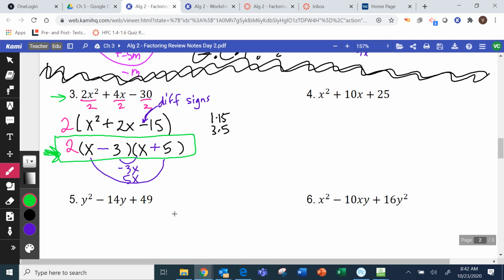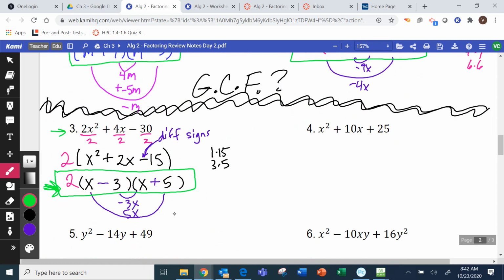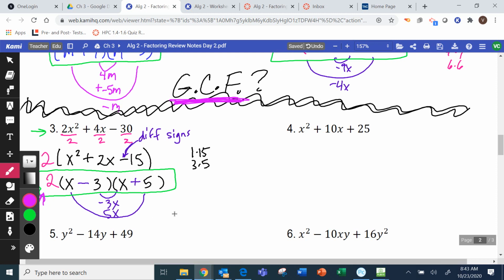Unpause the video. So I just wanted to say that what we had to do for number 3 is we had to take out the greatest common factor first, which was a 2. And then we did our factoring with x squared plus 2x minus 15. We checked our answer, and we made sure to put that 2 still in our answer. So number 4, the first thing that we're going to do is look for a greatest common factor. Is there a greatest common factor for number 4? There is not. So we'll just go straight into the factoring part.